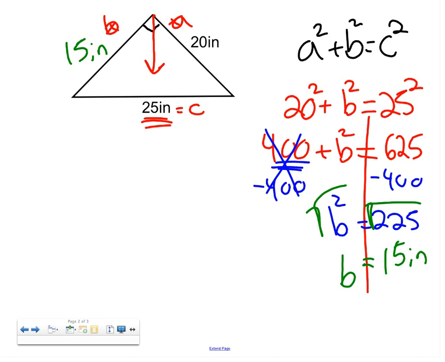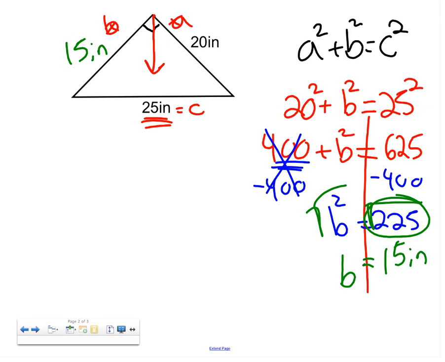Or if you forgot to square root your answer, and you left your answer as 225, that would also be a red flag. Because if your b length was 225, that's going to be bigger than your hypotenuse, so something went wrong there. So we can use the Pythagorean theorem to solve for either the legs or the hypotenuse of a right triangle, and there's only one slight difference when doing each one.